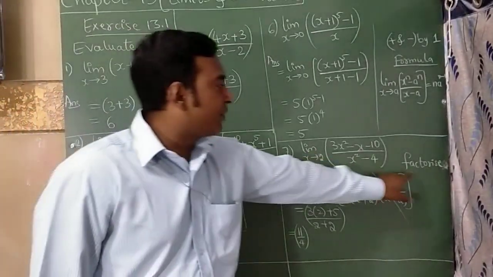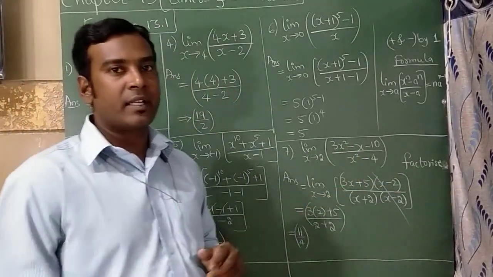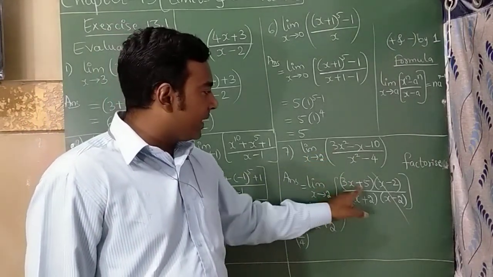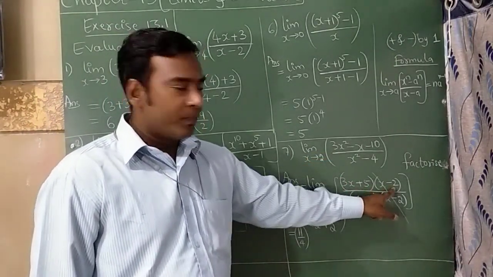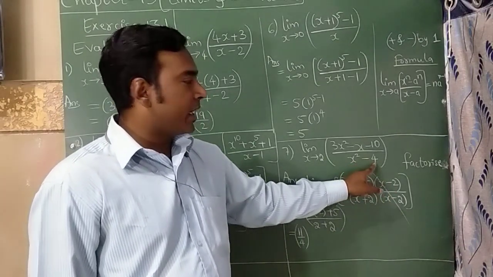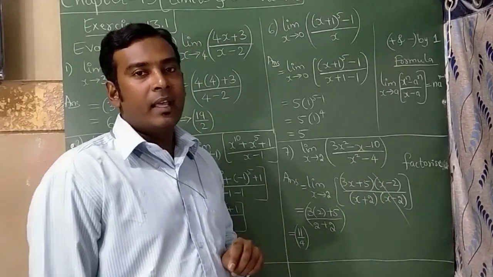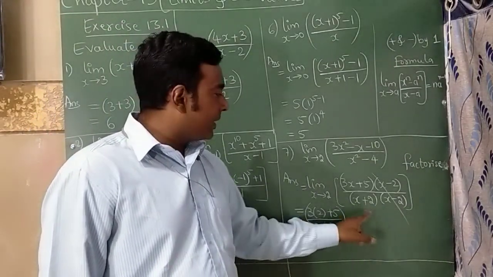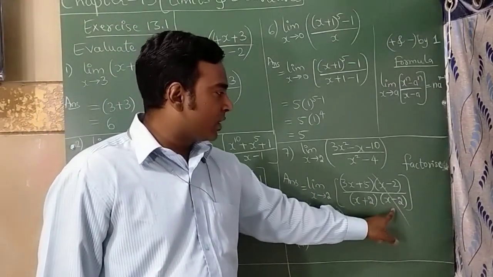Seventh question. Limit x tends to 2, 3x square minus x minus 10 divided by x square minus 4. Here you need to factorize this numerator. You have already studied in the lower classes, right? After factorizing this, you will get 3x plus 5, x minus 2. Now x square minus 4 can be written as x square minus 2 square. Again a square minus b square formula, a plus b, a minus b. That is nothing but x plus 2, x minus 2.